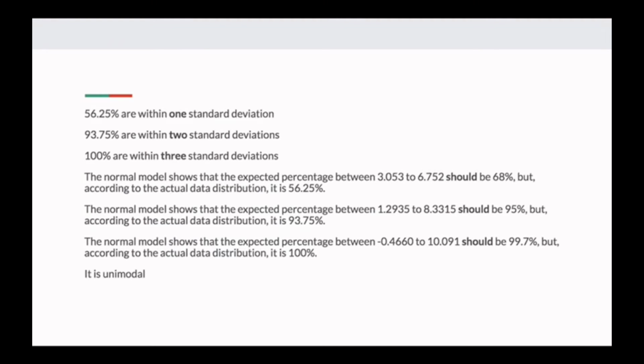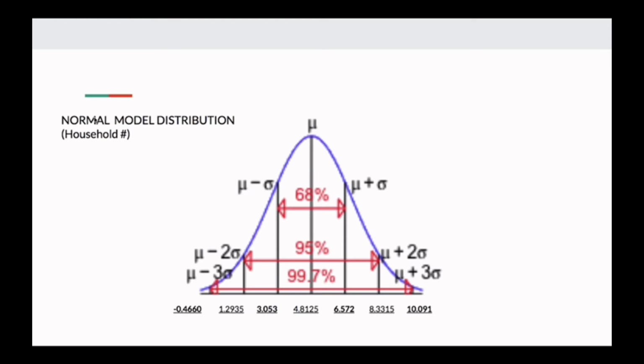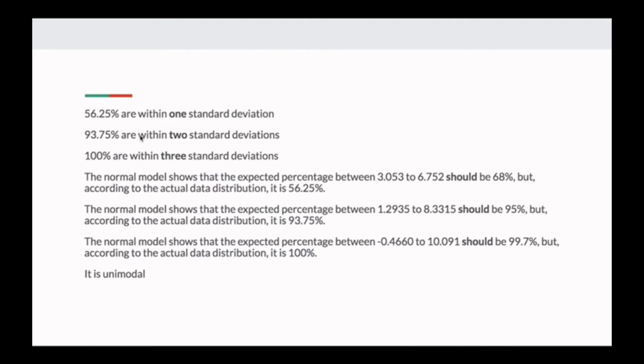Actual data distribution. One standard deviation, we have gotten 56.25%. How did we get that? Let's move back to this model. So any student in our class has a household number that is greater but not equal to 3, but less than or equal to 6 will be within the 1 standard deviation, and that will be 9 students. 9 divided by 16, and that's the total number of students in our class, we will get 0.5625, and that will give us the answer 56.25%.